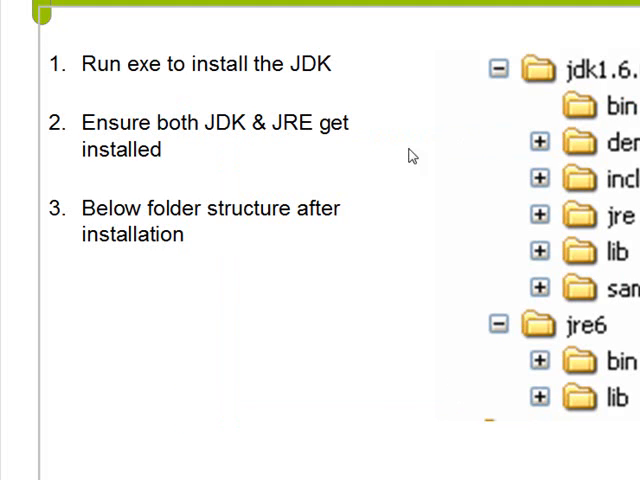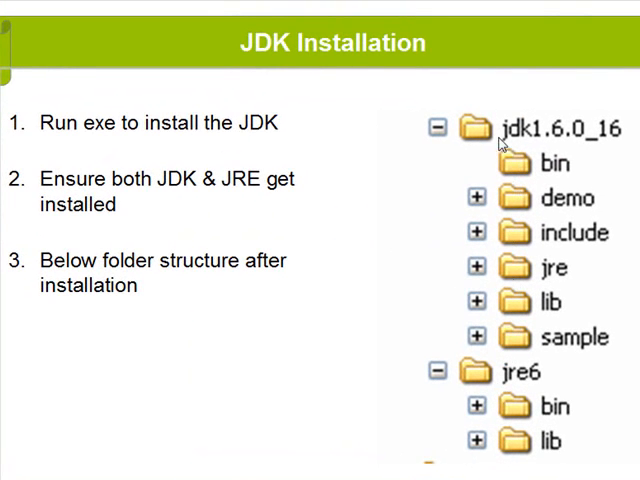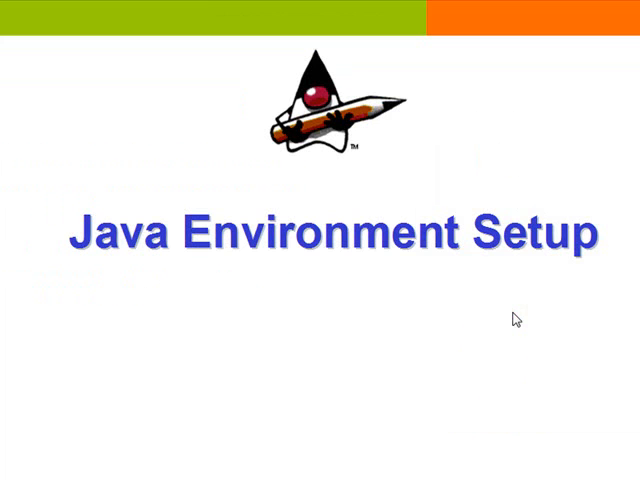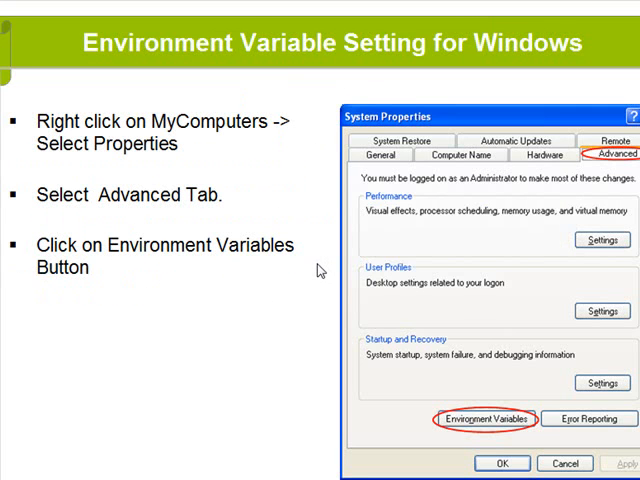This is how it looks after installation. These are the folders, and you can see where exactly you have installed the software on your machine. This is the folder structure that will appear after the installation. This is called the JDK and this is called the JRE. This itself is not the completion of your successful setup. You need to do an environment setup for this.